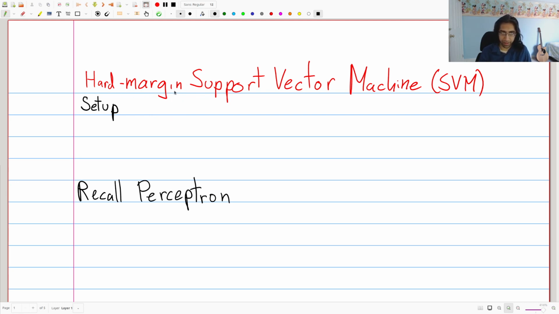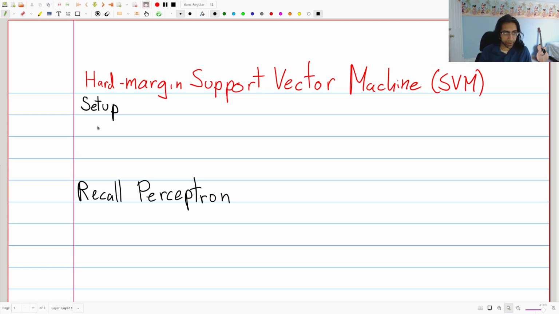And then the next lecture, we'll talk about soft margin support vector machines, which are a refinement and a generalization of hard margin support vector machines. So you can see that each of these is going to build on the previous one. So let's talk about what sort of setup we're going to have here.